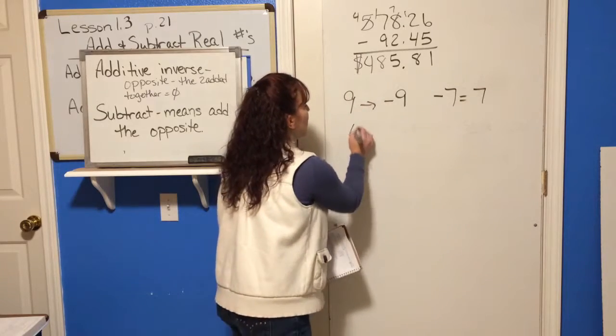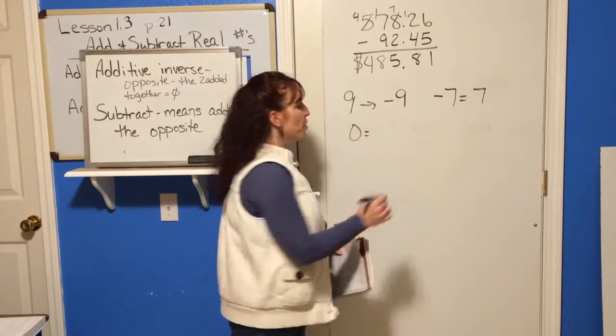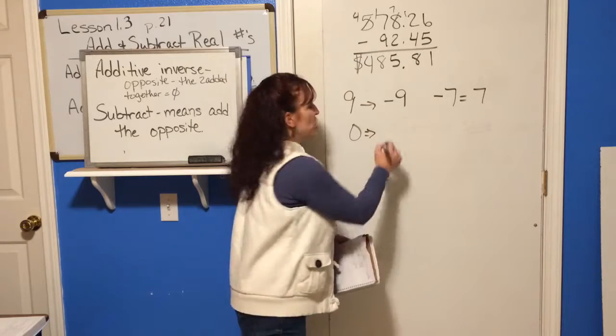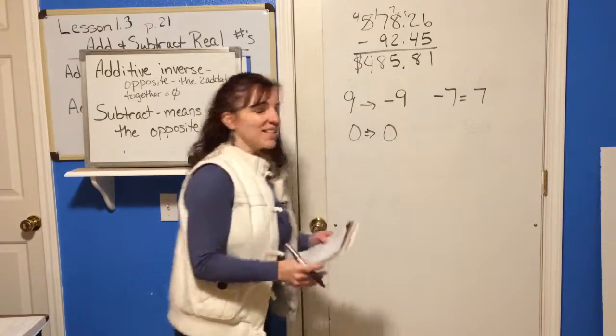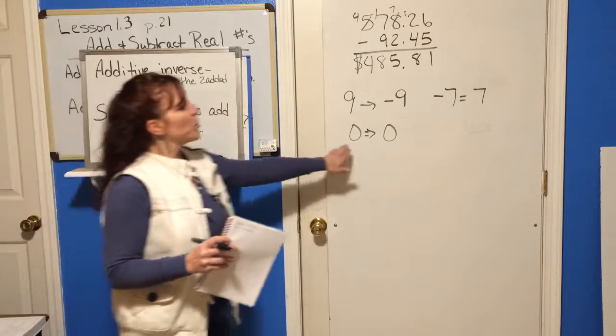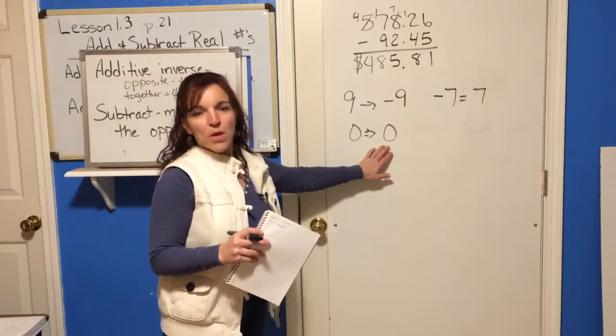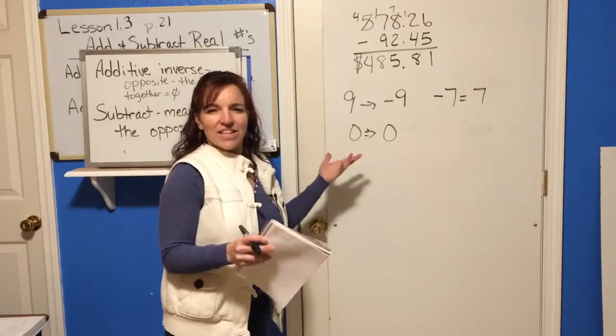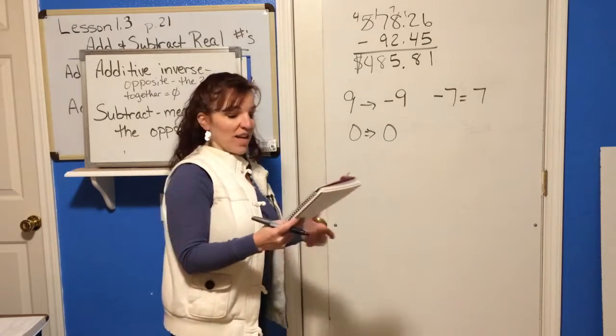Here's a trick. 0, the additive inverse is actually going to just be 0. And the trick with that is the two added together equals 0. So 0 plus 0 does in fact equal 0. So 0 doesn't really have an additive inverse. It is its own additive inverse.